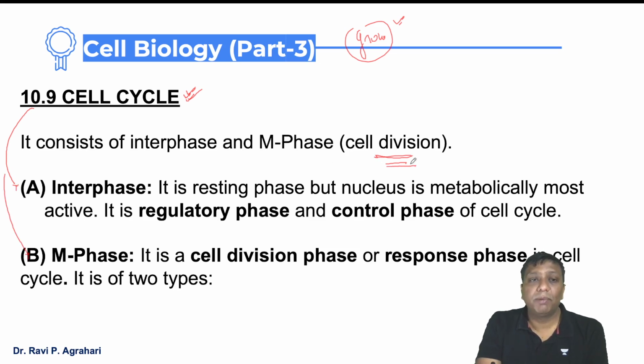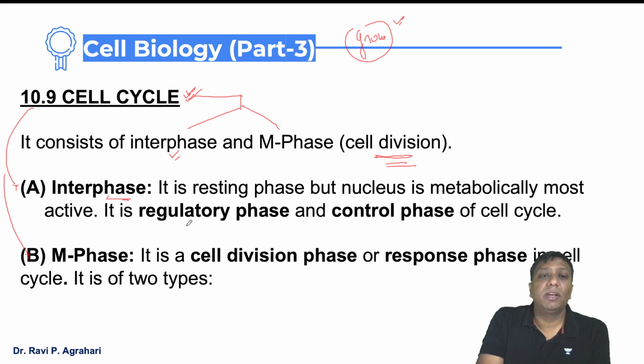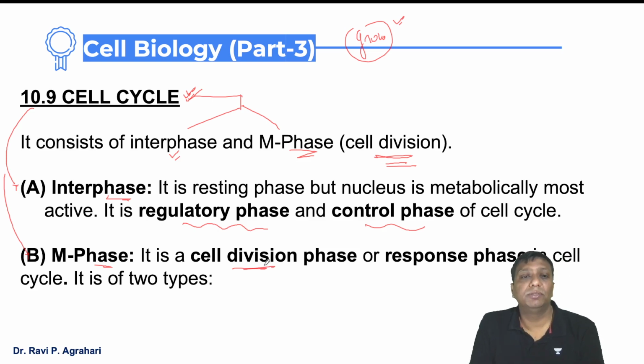Cell cycle means what? The cell divides, again the cell grows and further divides. It's a kind of cycle. So when the cell cycle happens, cell division happens. The cell cycle has two phases: the first is the interphase, the second is the M phase. Interphase is a kind of pre-division phase. You can call it a regulatory phase and control phase. And M phase is called the division phase.